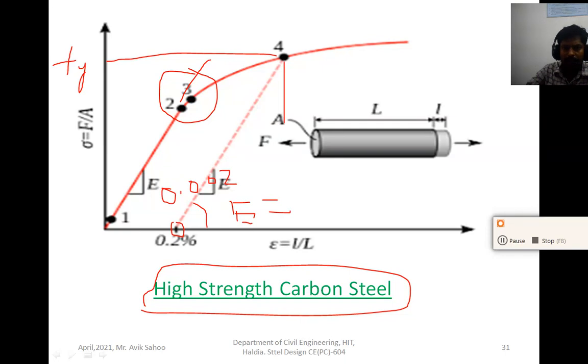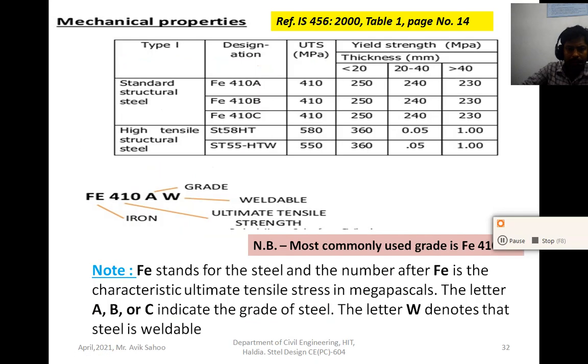The test is carried out. So you see that here the tensile load is applied over the cross-sectional area. Now, the mechanical properties which are required, we get by performing the tensile test. You see that this is a standard structural steel, and it is designated by Fe 410 A.